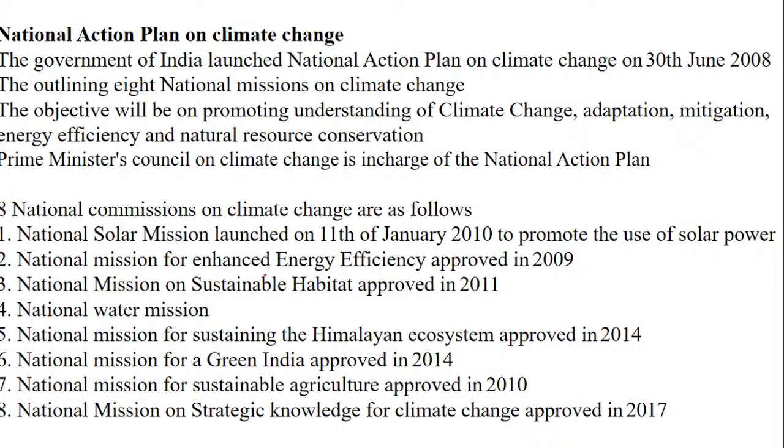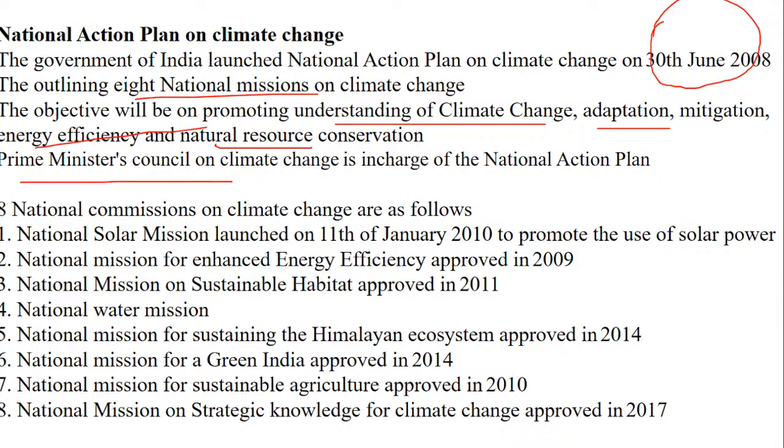The Government of India launched the National Action Plan on Climate Change on 30th of June 2008, outlining 8 national missions. This was with an objective to promote understanding of climate change, adaptation, mitigation, energy efficiency, and natural resources. Now here this was also one of the questions. Who is in charge of the National Action Plan? The Prime Minister's Council is in charge of it.